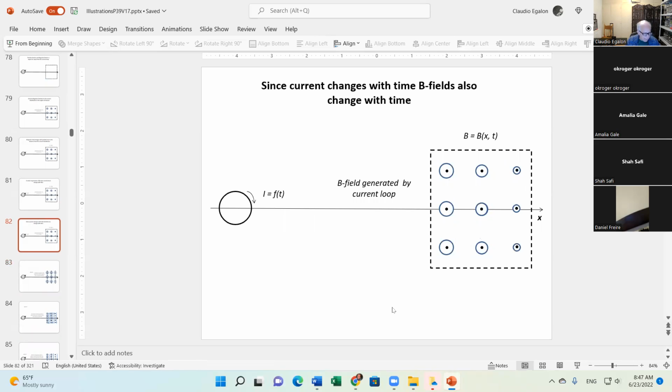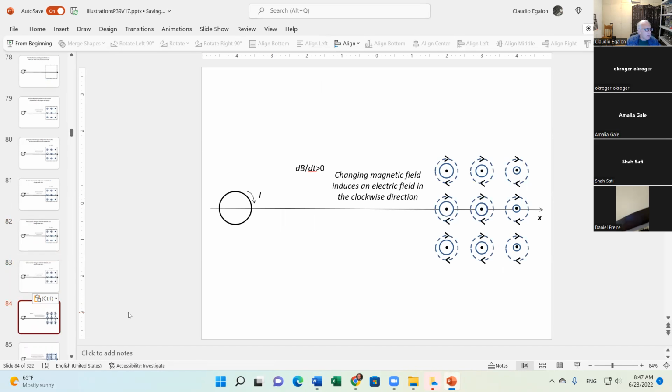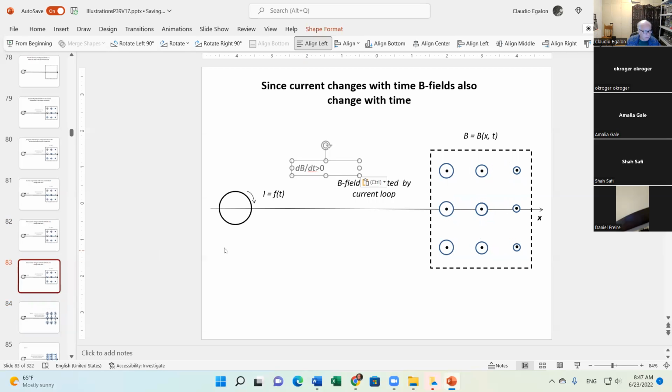So let's say at a given point in time, my current derivative dI/dt is positive, right? At a given point in time, my dI/dt is positive.